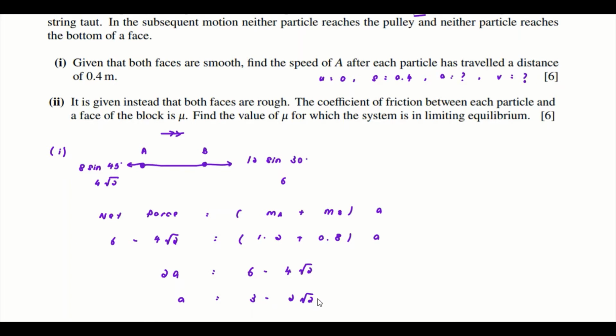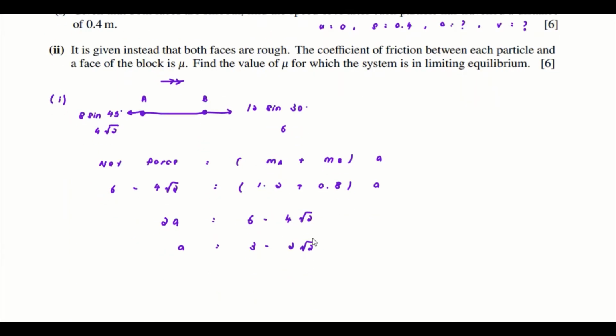Make sure that for this one, you are writing down this full value. Store this value in your calculator, so later when you calculate the answer, it will be a correct one. It's 0.172 when you round it off. Now we can substitute into the SUVAT equation. U is 0, S is 0.4, A is 3 minus 2 square root 2, and we want to find V. So UVAS: V squared equals U squared plus 2AS.